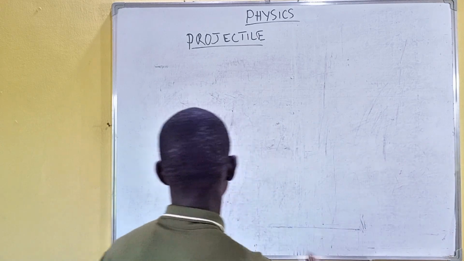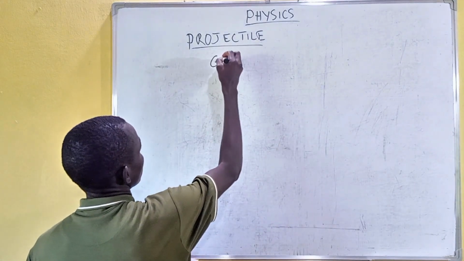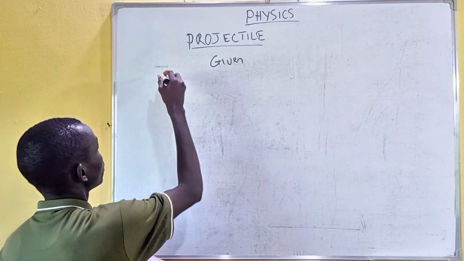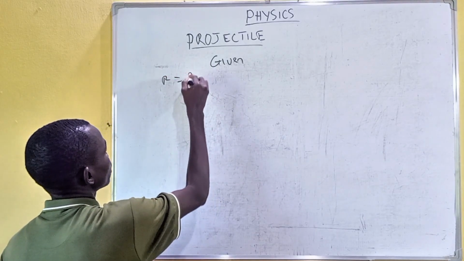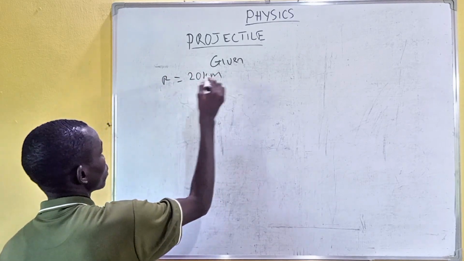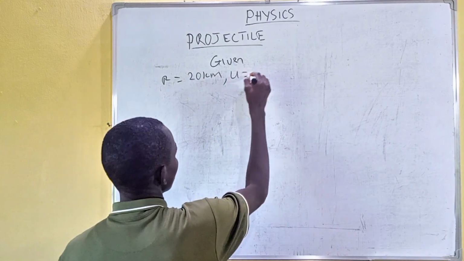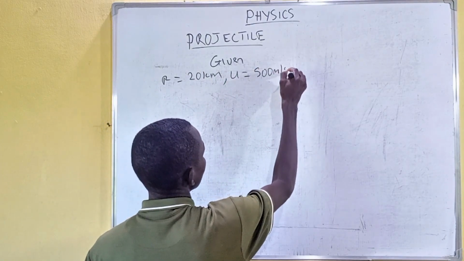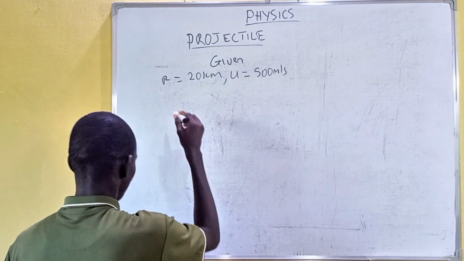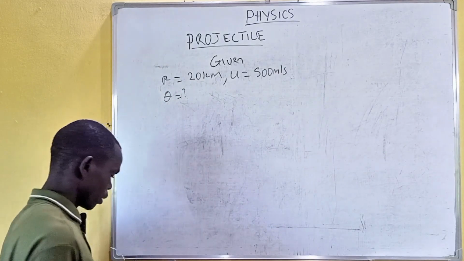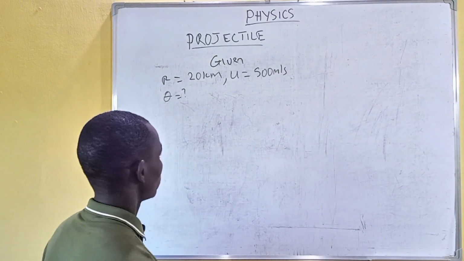From here, let's say the given, we are given the range, which is 20 kilometers. We are also given initial velocity to be 500 meters per second. We are asked to calculate the angle of projection if the ground is leveled.